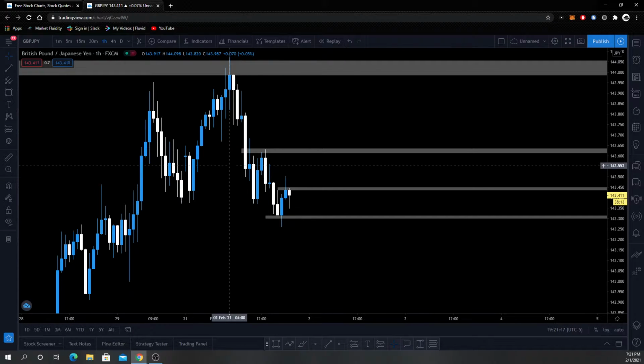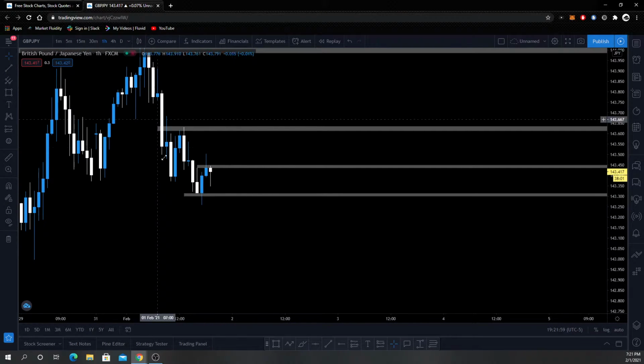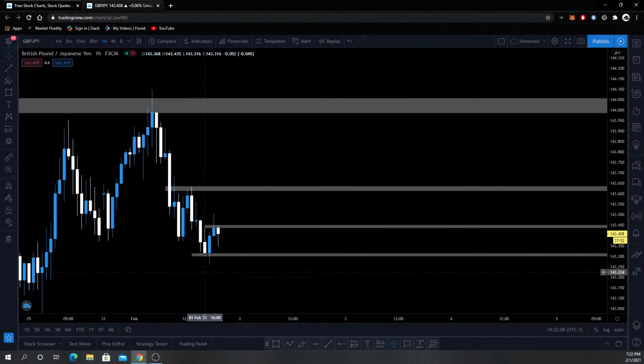It's going to be what people call order flow. Basically, price will fall down a bit to grab liquidity, so it has enough momentum to break through this resistance level that we have over here.